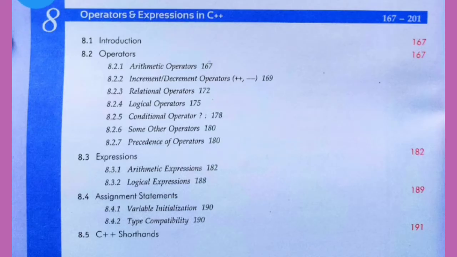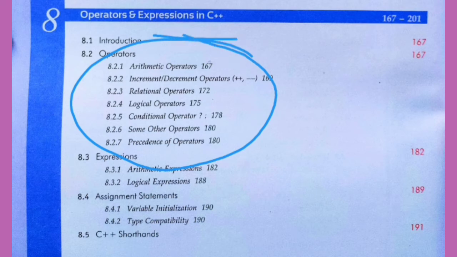Next comes chapter 8, where you will be learning operators and expressions in C++. When we start C++, initially we learn about the tokens and what input and output symbols and operators you need. Then you will learn about the operators in detail, for example, arithmetic, relational, and logical operators. Also the expressions, like arithmetic expression and logical expression, and type compatibility, like variable initialization, and the shorthands of C++. We'll go through this in this chapter.